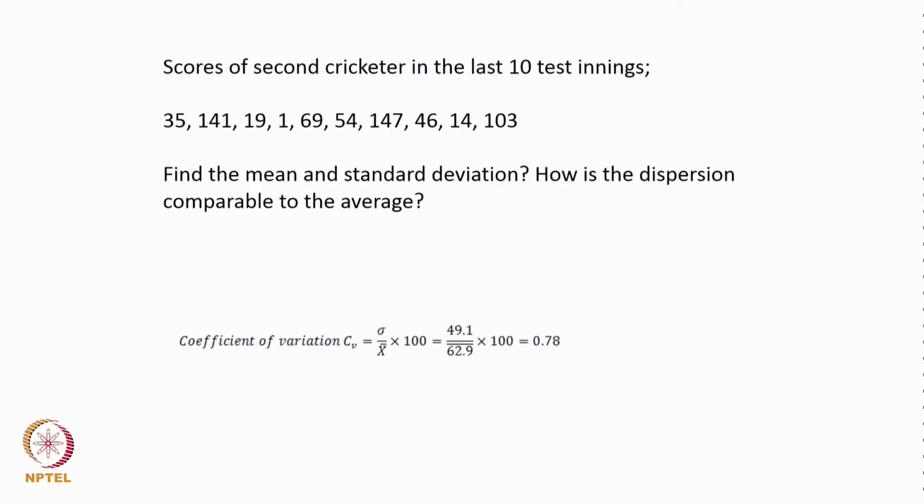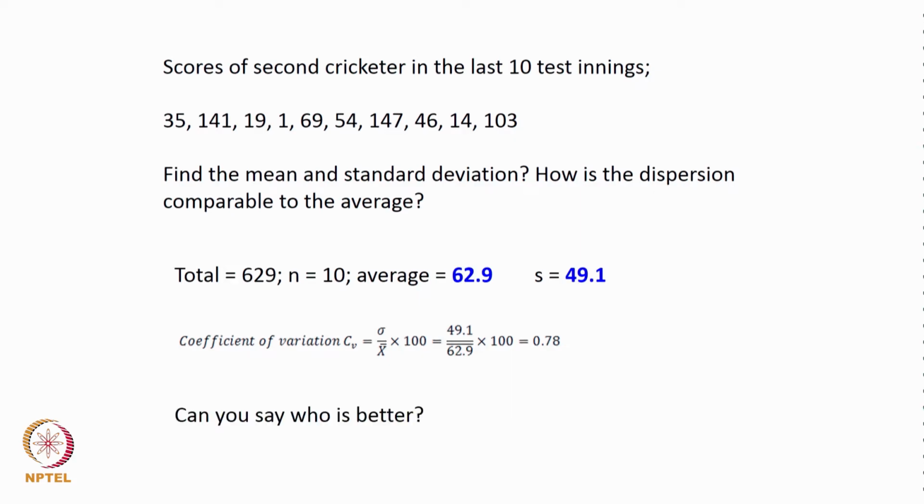which is 49.1, which is the standard deviation, divided by the average, which is 62.9, and that figure gives us 0.78. So, now if we compare these two cricketers, so total for the second cricketer is 629, n is equal to 10, so average is 62.9, standard deviation is 49.1, and coefficient of variation is 0.78.